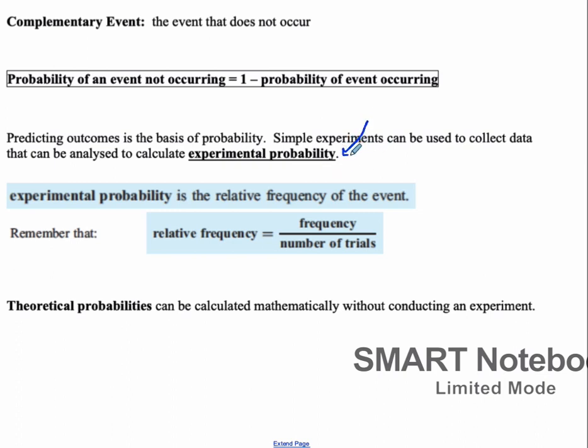Also, experimental probability. Sometimes you can't really figure out the theoretical probability, so you have to do an experiment. The experimental probability is the frequency over the number of trials. For example, to get the probability of somebody scoring a basket in basketball, you look at the total number of baskets they got divided by the total number of shots they take, and then you get a shot percentage.